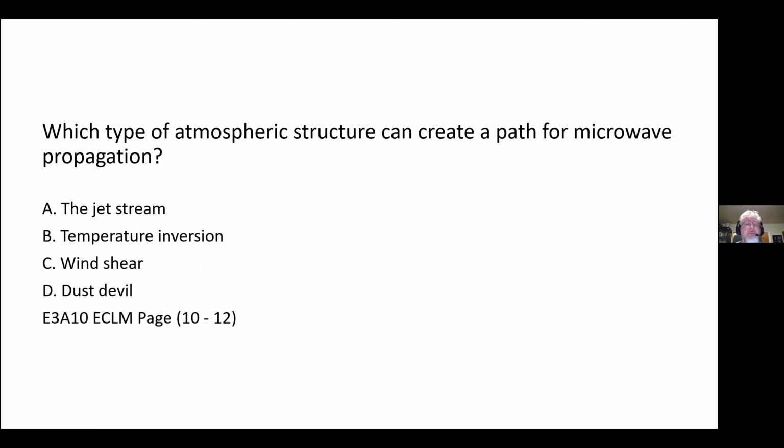What type of atmospheric structure can create a path for microwave propagation? A, the jet stream. B, temperature inversion. C, wind shear. Or D, a dust devil. Bravo is correct, a temperature inversion. Be kind of hard to do a dust devil. It would.